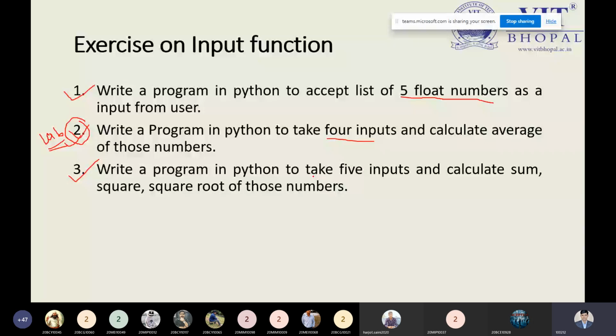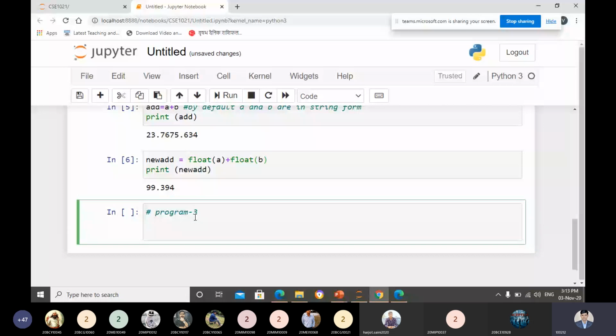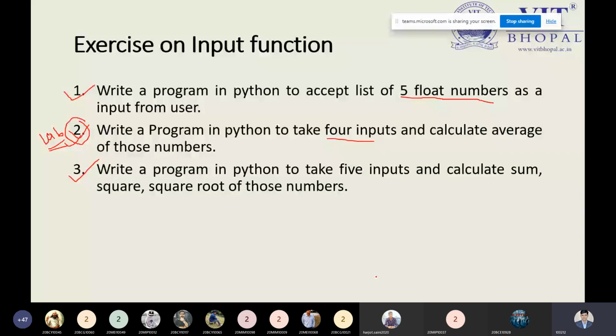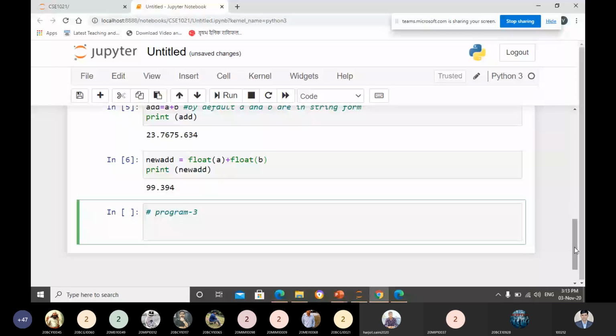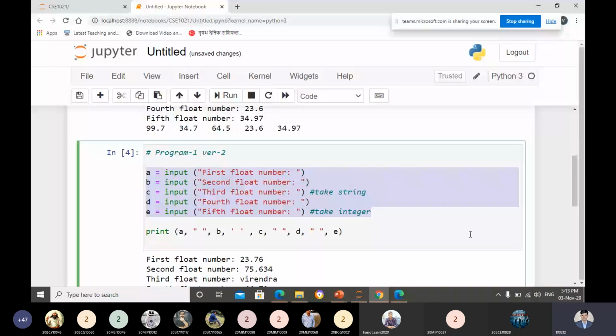Okay, so I'm switching over here. Now I'm directly designing program number 3. What is the question asking? We have to take 5 inputs. Or for simplification, we can take multiple inputs, no issue. So as smart programming, I'm just copying this part here, and this is my code.